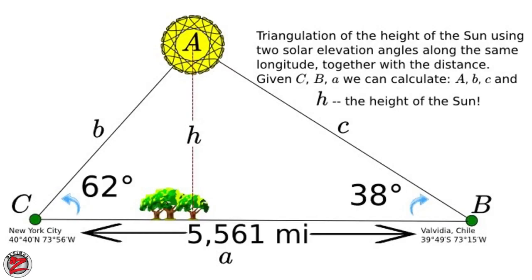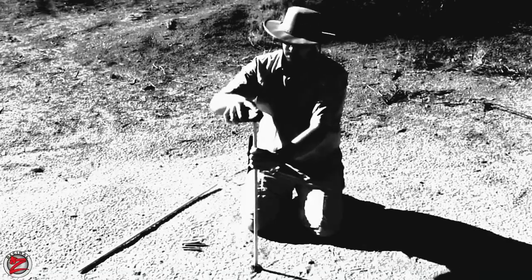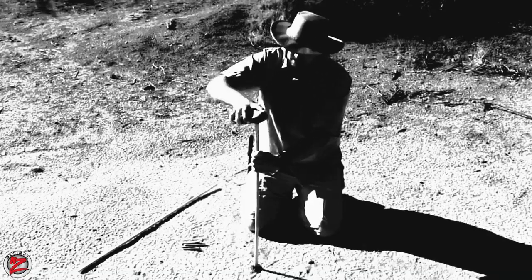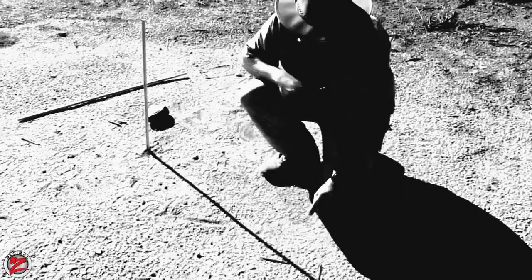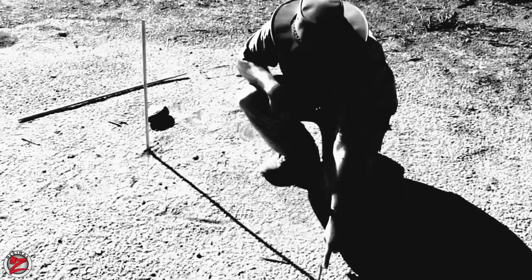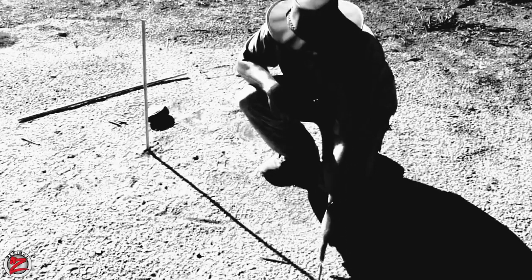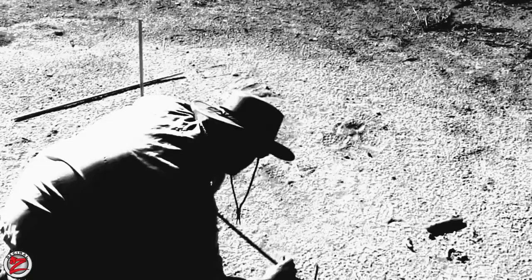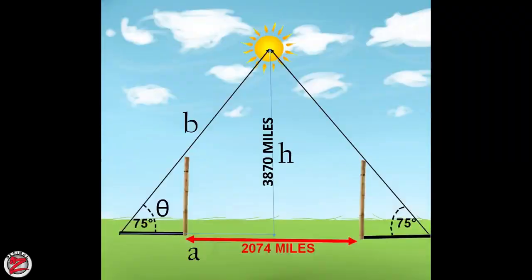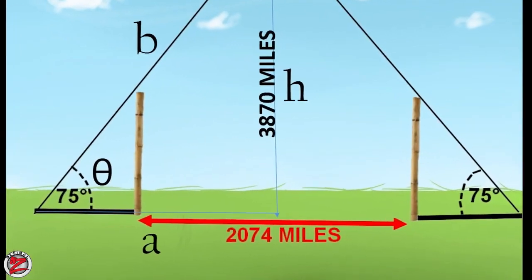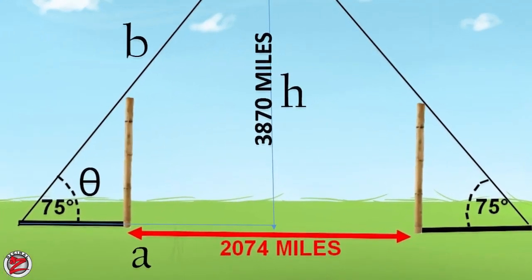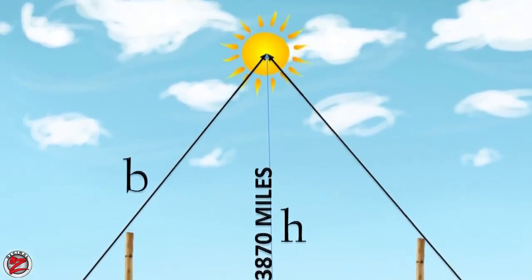So you're gonna need at least 2 sticks. You're gonna place them on the ground as far as possible from each other because the sun is obviously big. Then you measure the shadow of the 2 sticks at the same time to get the elevation angles of the sun, and then you measure the distance between them. So for example, if the distance between these 2 points is 2074 miles, and their elevation angles are both 75 degrees, then the distance to the sun will be 3870 miles.